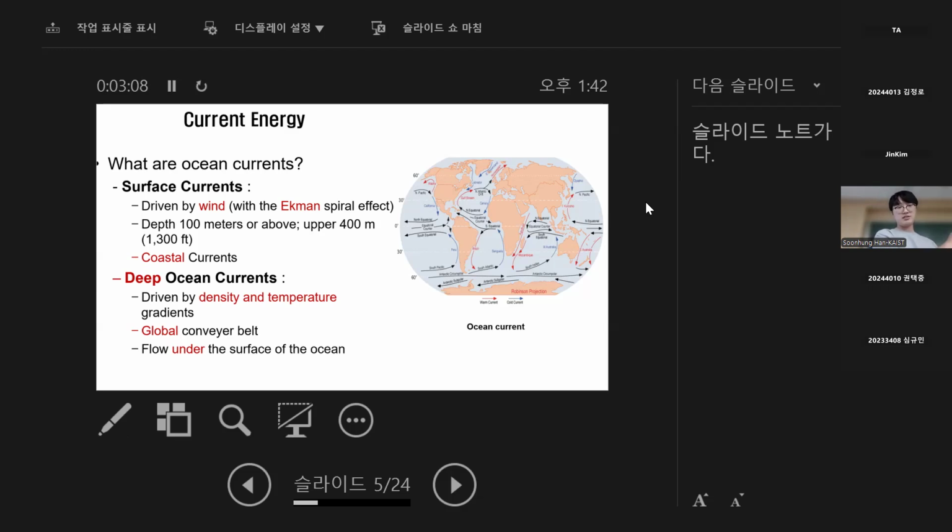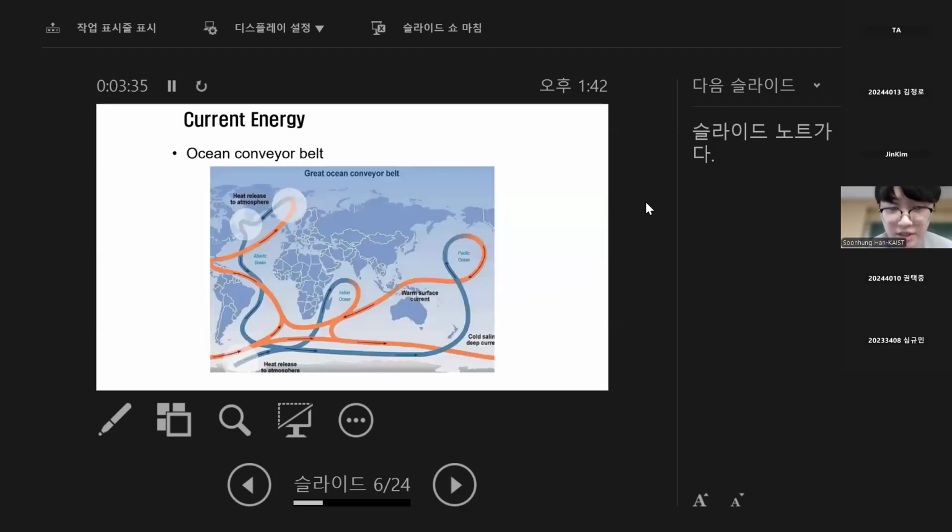So this is surface current, and the other one is deep ocean currents. Deep currents are not affected by the wind because they are so deep. That kind of current is driven by density and temperature gradients. It makes a global conveyor belt. You can see the conveyor belt in the next slide. This is the worldwide deep ocean conveyor belt, and the red is warm water and the blue is cold water.